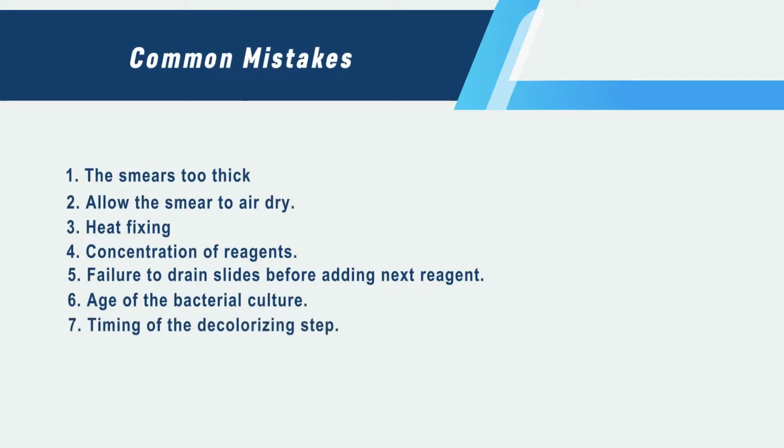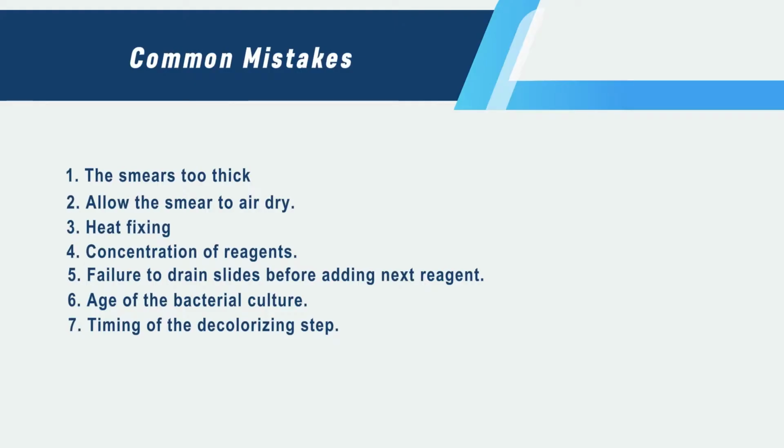7. Timing of the decolorizing step. This is the most critical stage of the procedure. If the decolorizer is left on too long, gram-positive organisms will appear gram-negative. If the decolorizer is not left on long enough, gram-negative organisms will appear gram-positive. The thickness of the smear will dictate how long you will need to decolorize. It is impossible to give an exact time. You must decolorize one smear at a time and watch it closely. When the color begins to lift off the smear, you should wash off the decolorizer.